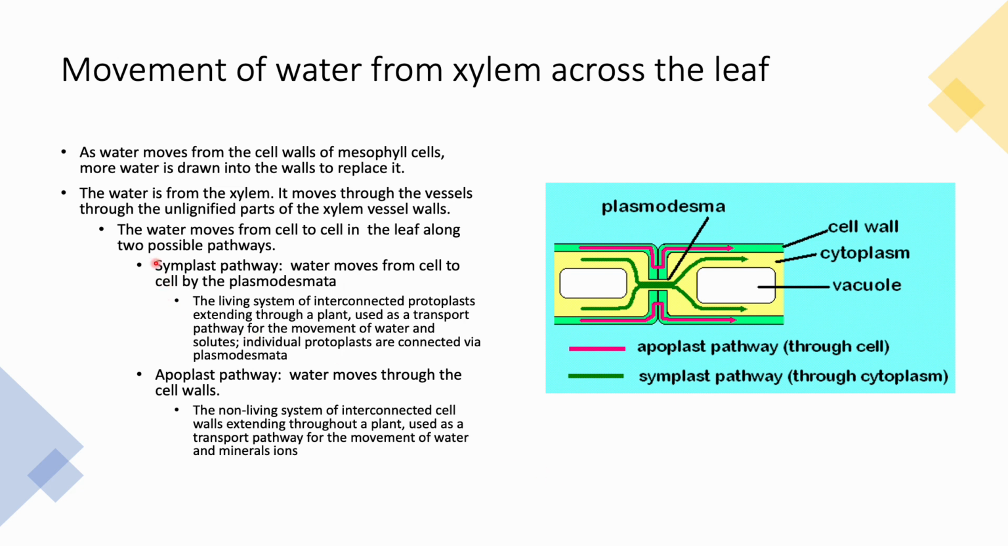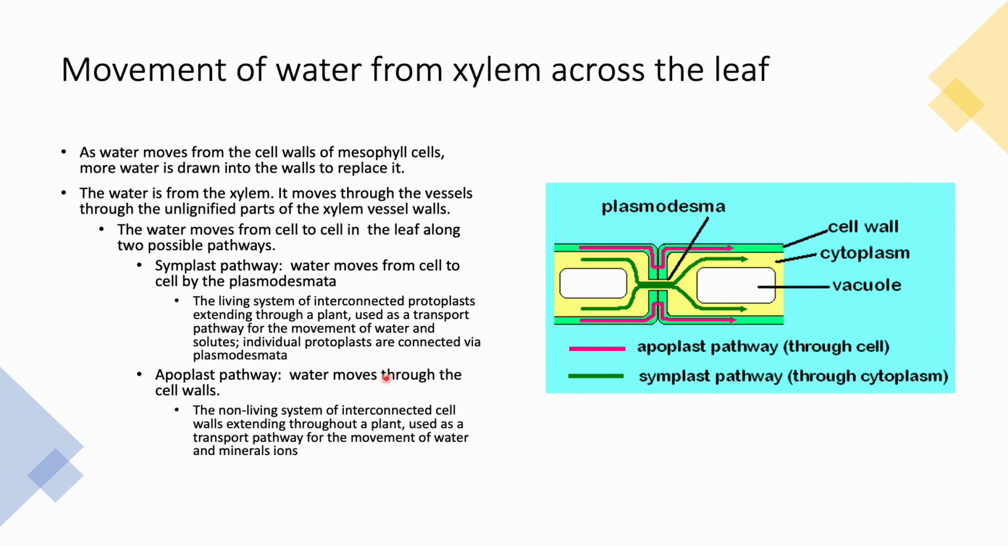The symplast pathway, water moves from cell to cell by the plasmodesma. When you look at your cells, this is representing one cell. This is representing a second cell. And so if you're following this symplast pathway, that's the darker green here, it's moving from cell to cell through the plasmodesma. The plasmodesma, remember, was that narrow thread of cytoplasm that passes through the cell walls of adjacent plant cells, allowing them to have communication between them. And so you have this pathway moving through.